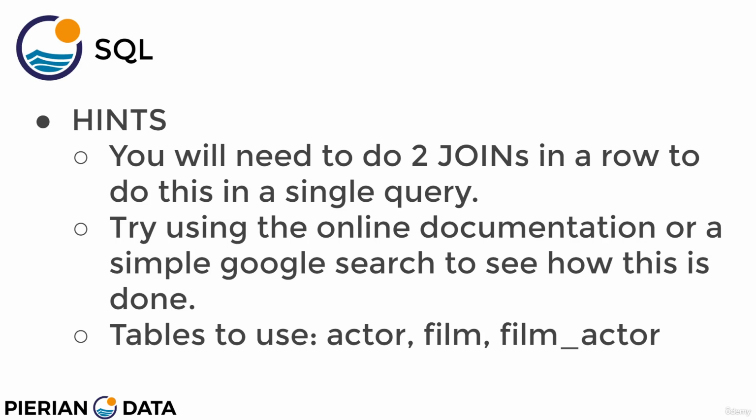And I highly encourage you to search the online documentation or a simple Google search to see how this is done. Or if you want, you can also search the Q&A forums. This question has been answered before of how to do multiple joins in a row. The tables you should be using are the actor table, the film table, and the film actor table.